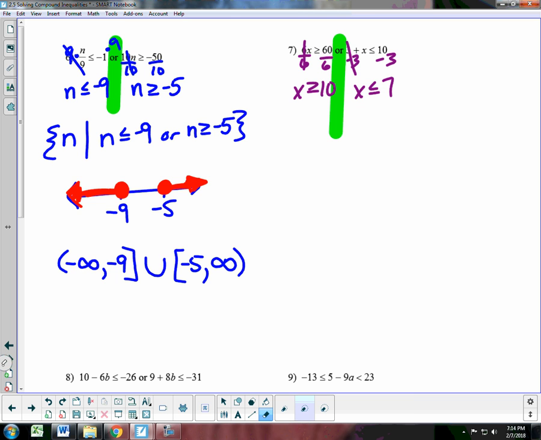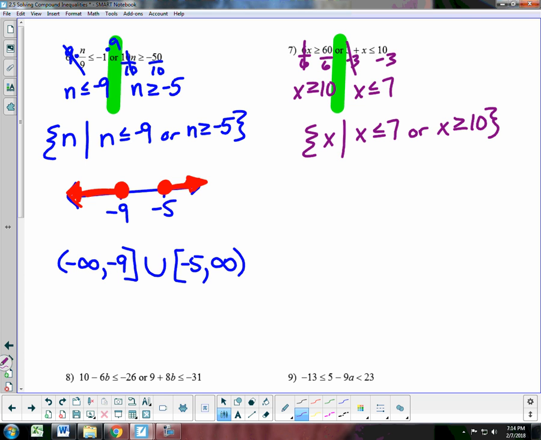All right. So writing our answer now, set builder notation. All x values such that, I always like to start with the less than and the smaller number, so that's x is less than or equal to 7. Or we're okay with values that are greater than or equal to 10. Now, if you mix them around and put the bigger value first, I'm not going to count it wrong, just so you know. That's just the habit I like to get into.